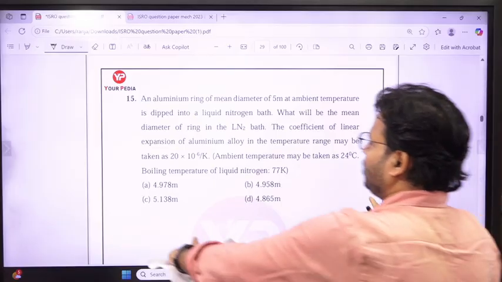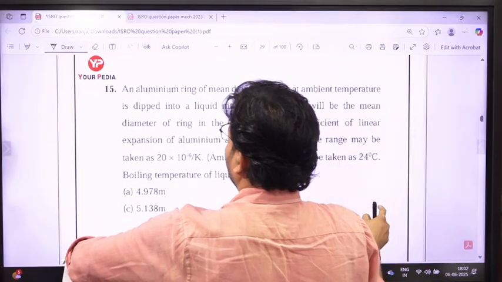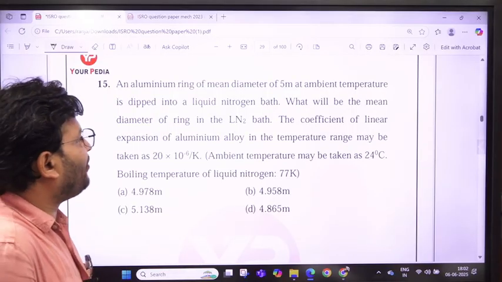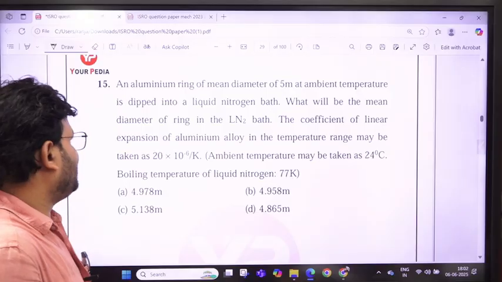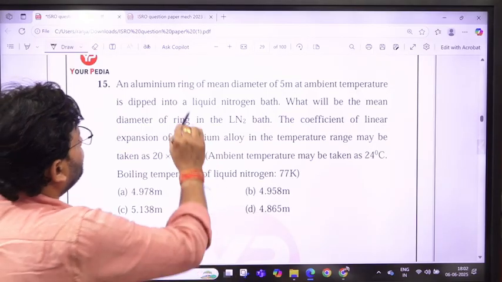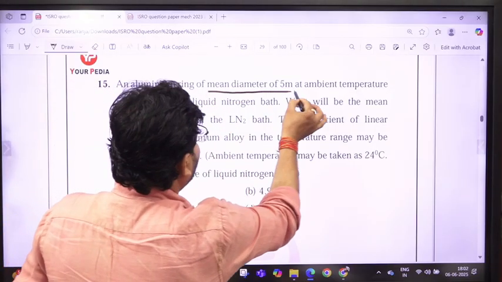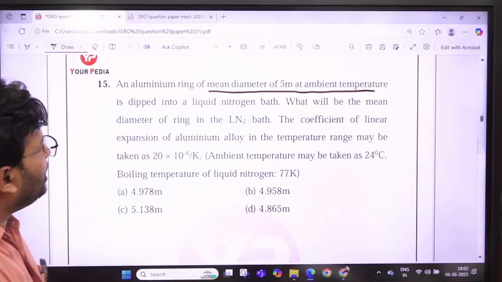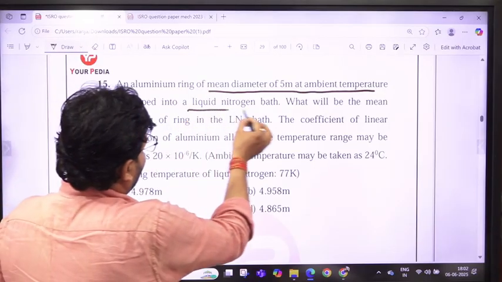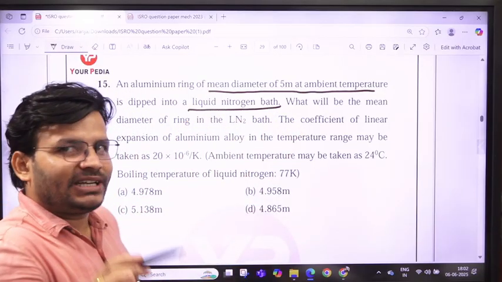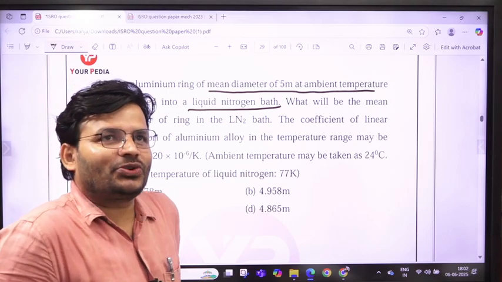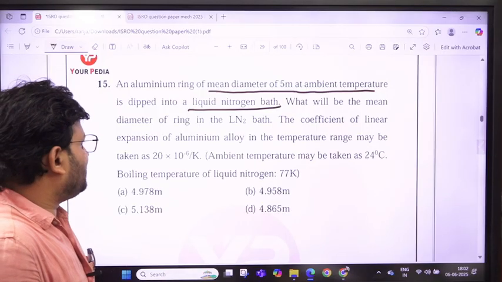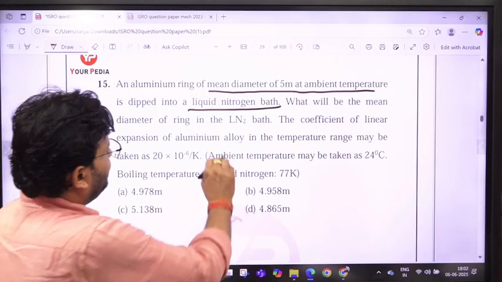And try to solve that question. You have a few seconds. The question is that an aluminum ring of mean diameter of 5 meter at ambient temperature is dipped into a liquid nitrogen bath. You know, the temperature of liquid nitrogen will be very low. What will be the mean diameter of the ring in the LN2 bath, the nitrogen bath?